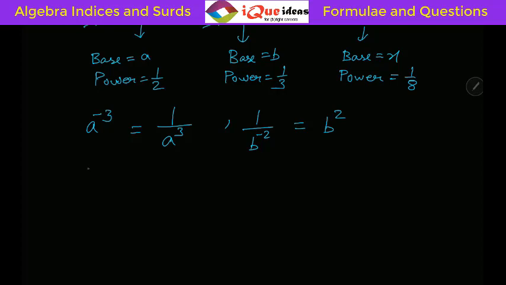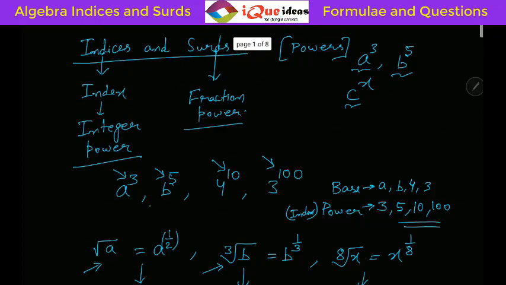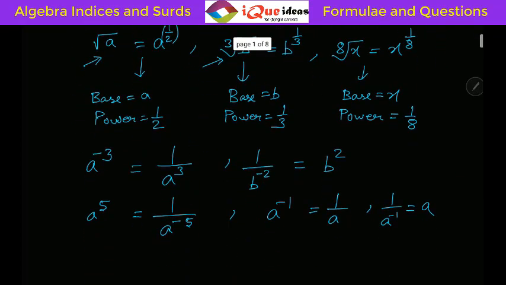Similarly, if I have, let's say, a to the power 5, I can also write it as 1 upon a to the power minus 5. If I have a raised to minus 1, it means 1 upon a raised to 1. Or if it is 1 by a raised to minus 1, it can also be a, right? So we have seen the powers can be positive, powers can be fractions, and powers can be negative also. Okay, now let's go ahead.